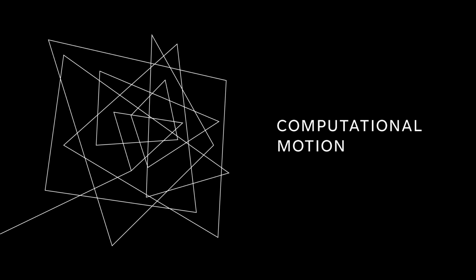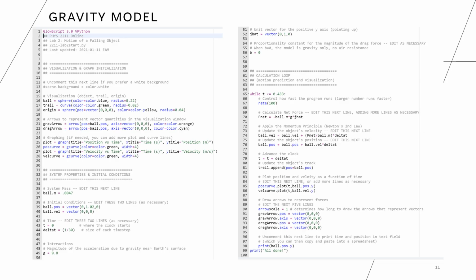Computational motion. My first change was in line 39, where I took the position vector and changed it to be equal to the initial position of the paper ball. My next change was in line 44, where I changed the size of the time step so that it would reflect the number of steps in the observed model.